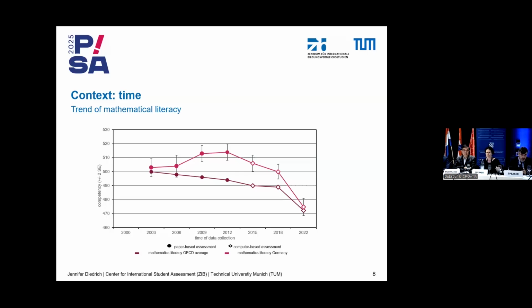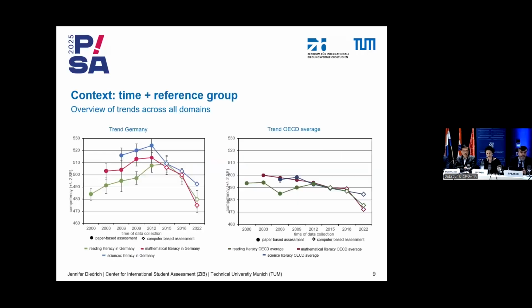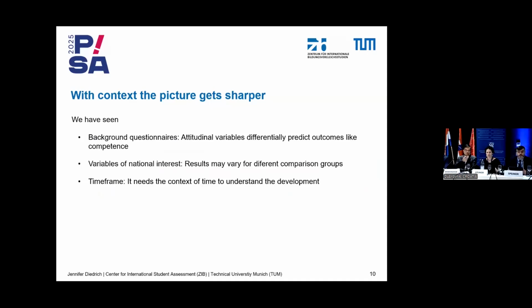Speaking of trend, it's always interesting to also have a look at the former past, or go even further back, and also to see it in the context of the other domains. What we learned till here is that with context, the picture gets sharper than when we just look at the league table. But the PISA data set can only answer so much, namely those parts that made it onto the tanker and were of international interest.